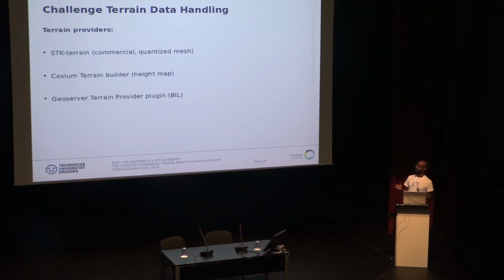But we have three options to use our own customized terrain data. The first one is STK Terrain. It's a commercial tool created by AGI, the company that developed Cesium itself, and it converts our data into quantized mesh data. The second one is Cesium Terrain Builder, and it provides a height map. There's a plugin called GeoServer Terrain Provider. At the time of working on this project, the plugin was not maintained, so it didn't work with the version that we were using. I think they have updated it recently.